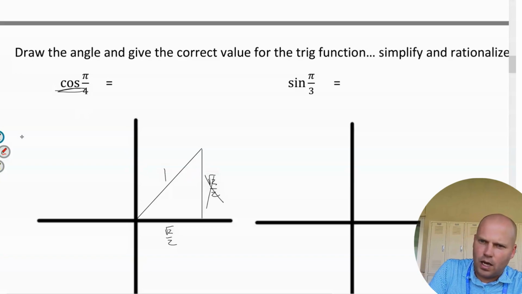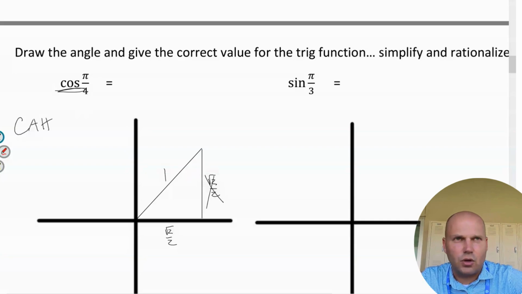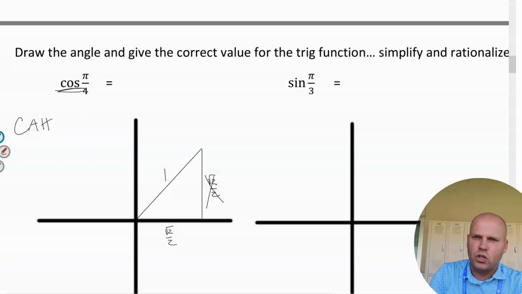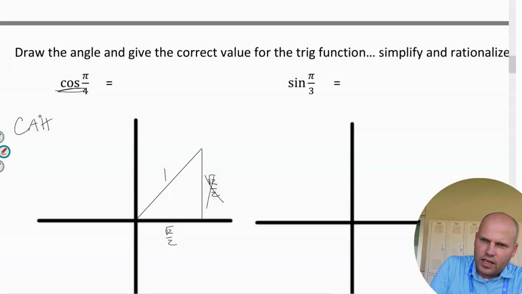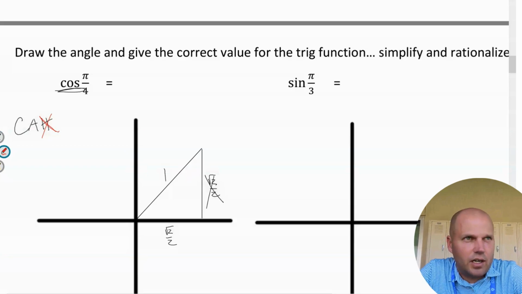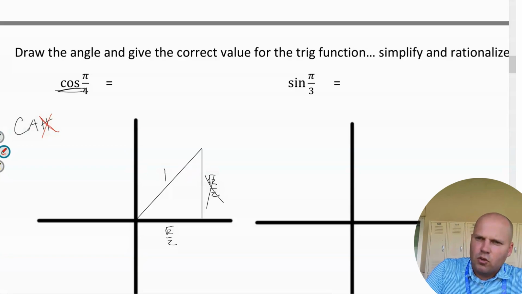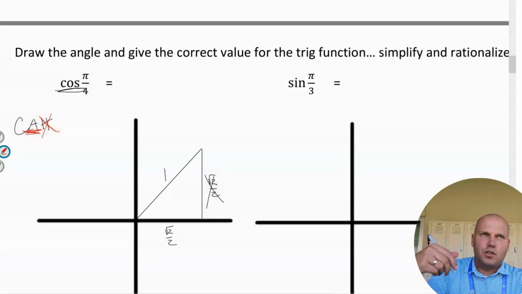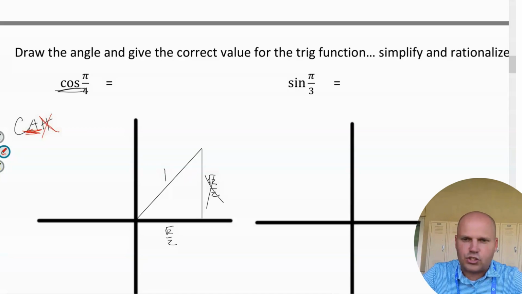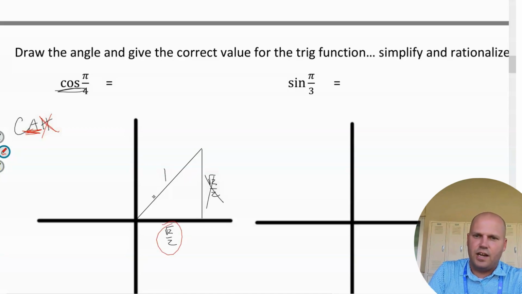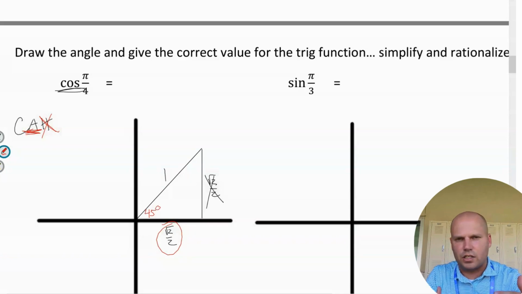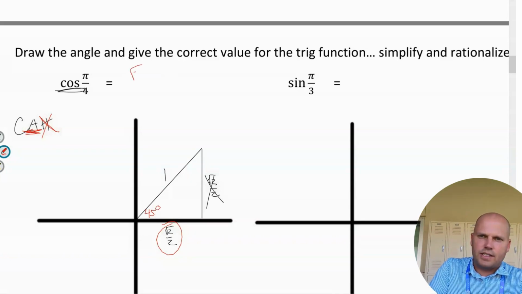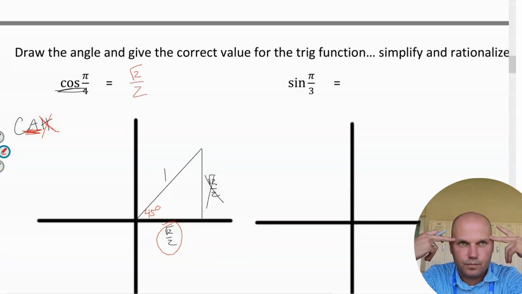I know in SOHCAHTOA, the CAH is adjacent over hypotenuse. Well, the great thing about the unit circle is the hypotenuse is not necessary because it's 1 and you divide by 1 and you just get whatever you started with. Cosine always concerns itself with the adjacent side length divided by the hypotenuse. In the unit circle, cosine just worries about the adjacent side. So this pi over 4 creates this 45-degree triangle in this quadrant. We have our ratio. It's not memorized, it's just understood.